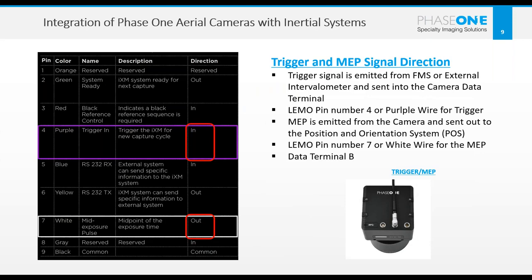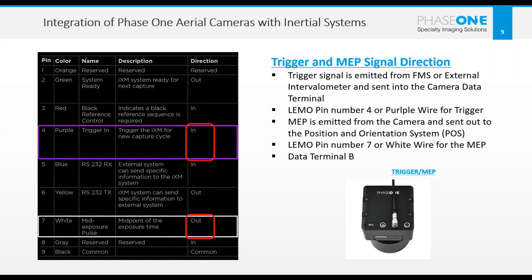So again, to reiterate and understand the directions and the workflow of these signals. First of all, let's remember the trigger and the mid-exposure pulse: the very nature of these two signals is electric. It's not a serial message like the GNSS message. So we have the input coming from the flight management system to the camera, which is carried by the purple wire through pin number 4, as you have seen in our documentation.